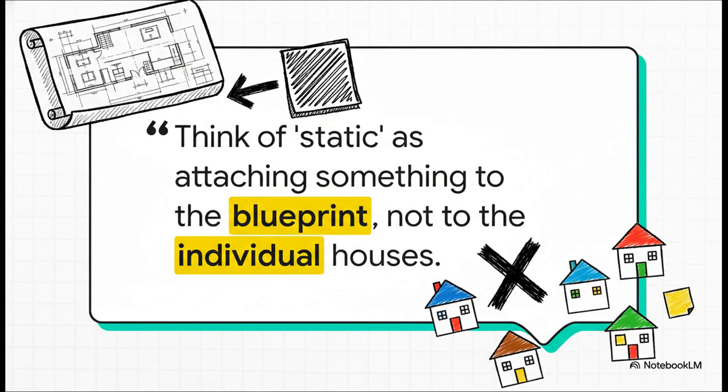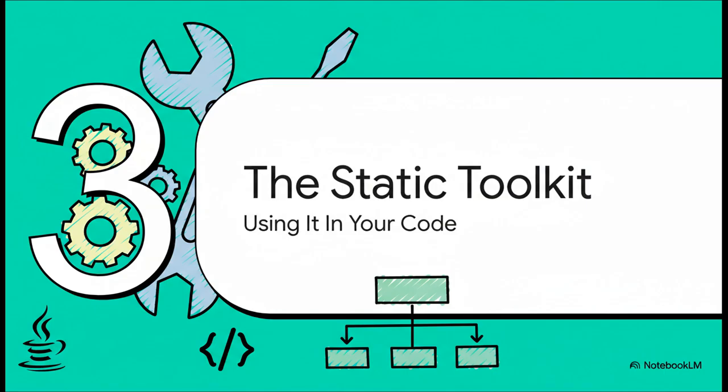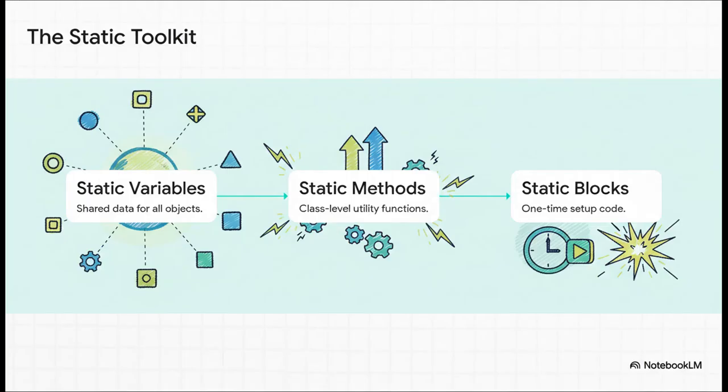I love this way of thinking about it. When you declare something as static, you're not putting a little sticky note inside each house you build. Nope. You're taking a permanent marker and writing a note directly on the master blueprint for everyone to see. All right, so we've got the what and we've got the why. Now let's get to the how. Let's open up what I like to call the static toolkit and see how you can actually put this to work in your own code. You'll see the static keyword used in three main ways: to create static variables, static methods, and something called static blocks. Let's take a quick look at each one.